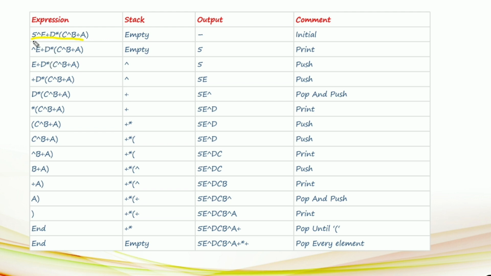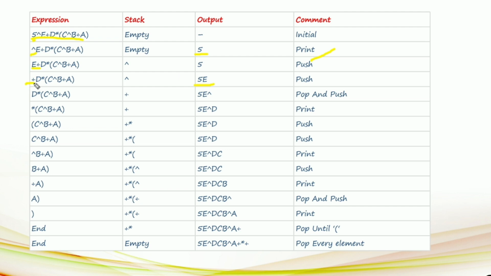The first scanned element is the operand, which is directly written into the output. Next scanned element is caret, that is the exponent, so exponent is pushed into the stack, the operation performed is push. And next scanned element is E, an operand, so that is written to the output. Next scanned element is the plus.